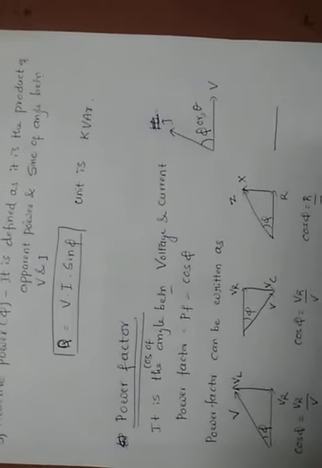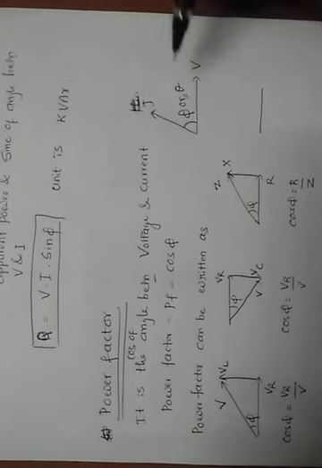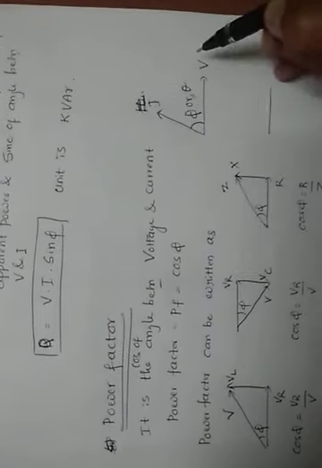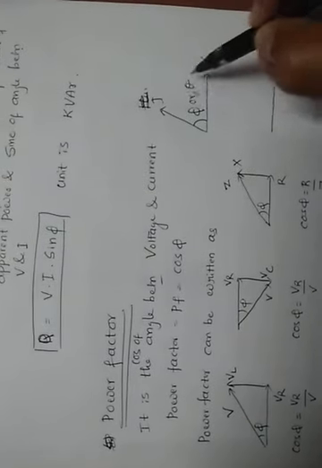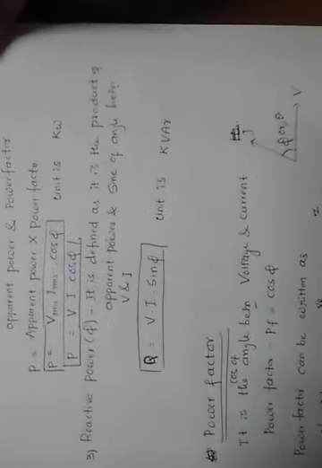The angle between voltage and current will give the power factor information. We can write it as the cos of the angle between V and I. Now it is the power factor. Power factor is nothing but the cos of the angle between V and I. Remember that.